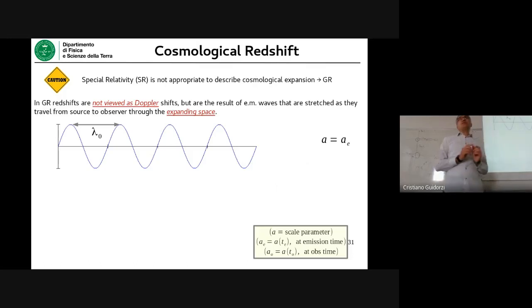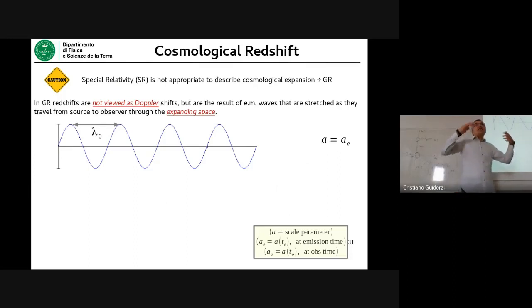But this is not a Doppler effect. I don't know how subtle it is, but sometimes this is confusing. You say, okay, but the source is receding from us. So I've got a source of electromagnetic waves which is receding from us, so the red shift is due to the Doppler effect. No. That's why this is called cosmological redshift. The reason for this shift is that space itself is expanding.